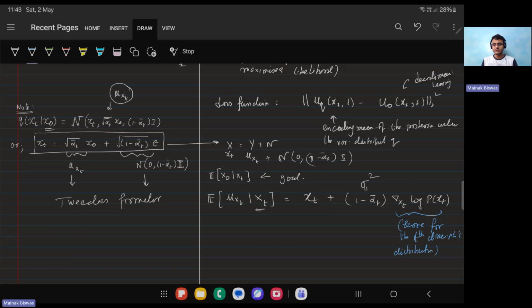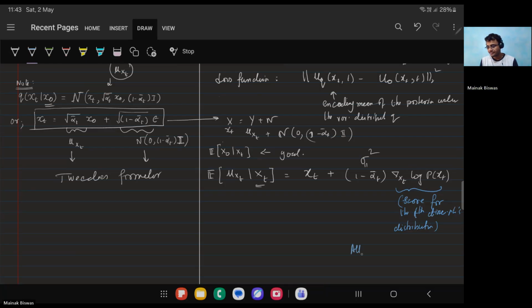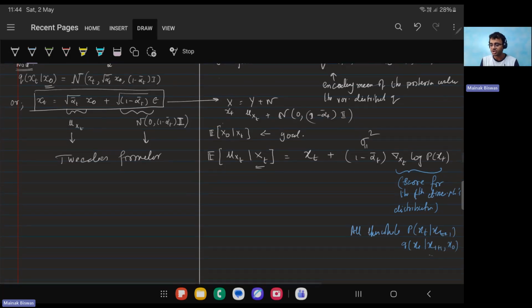So this is so interesting to see. All this while I was modeling the joint distribution of p of xt given xt minus 1, and we had p of xt given xt plus 1, q of xt given xt plus 1, comma x0, and so on. But now I have the marginal directly. This is the marginal of the noisy distribution. Right? So now, what is this value?